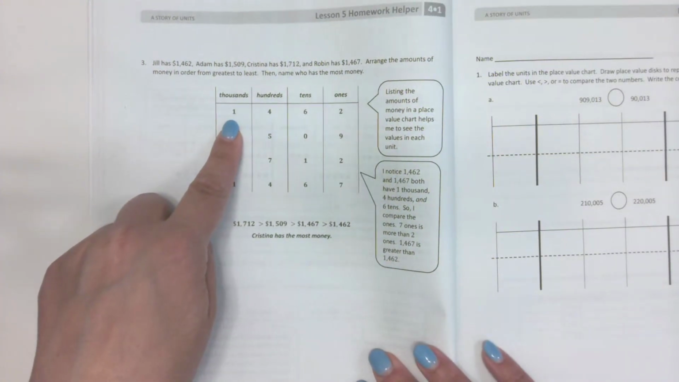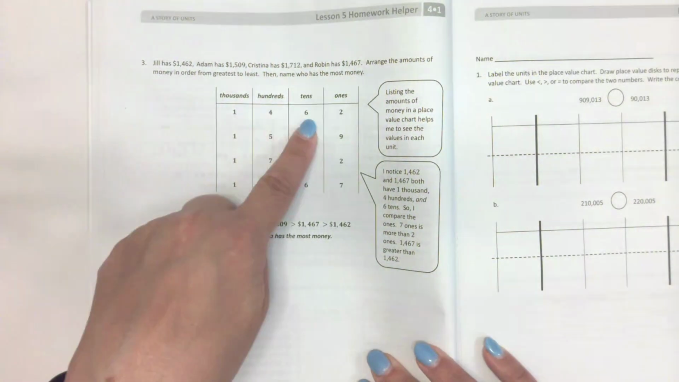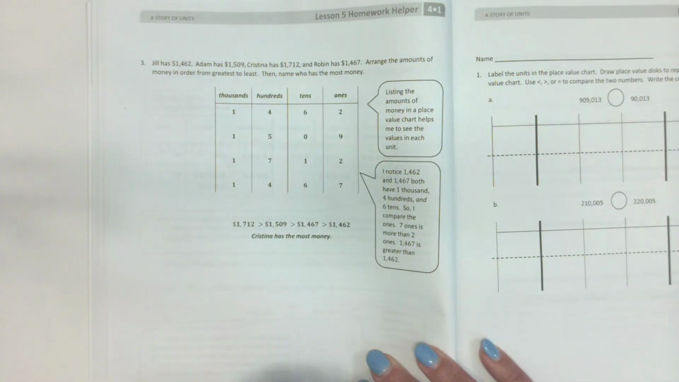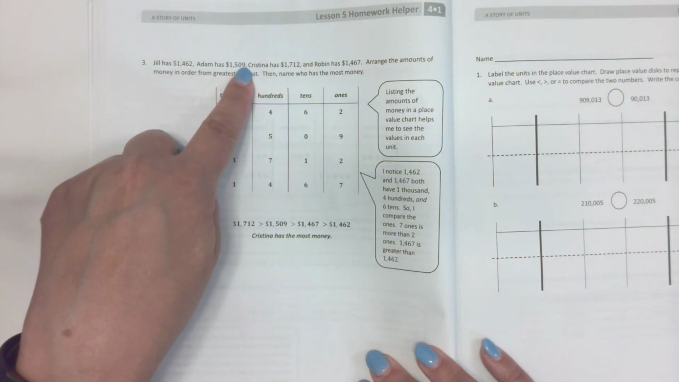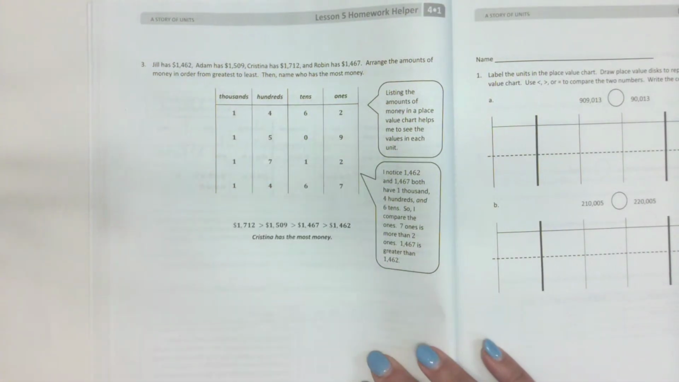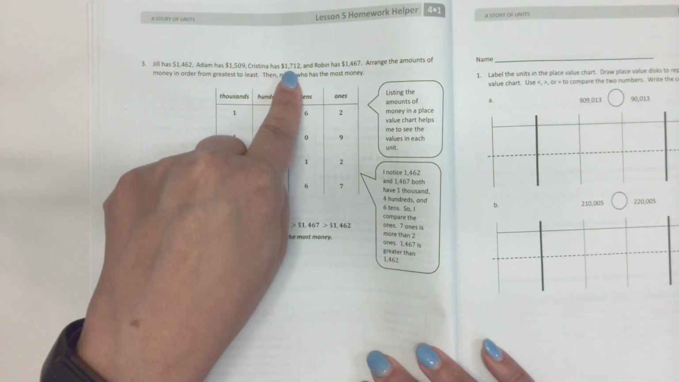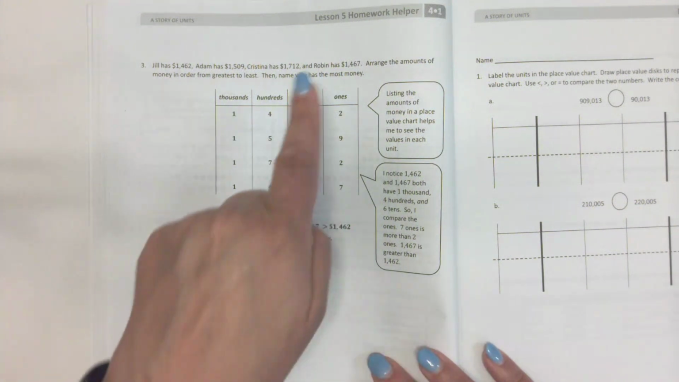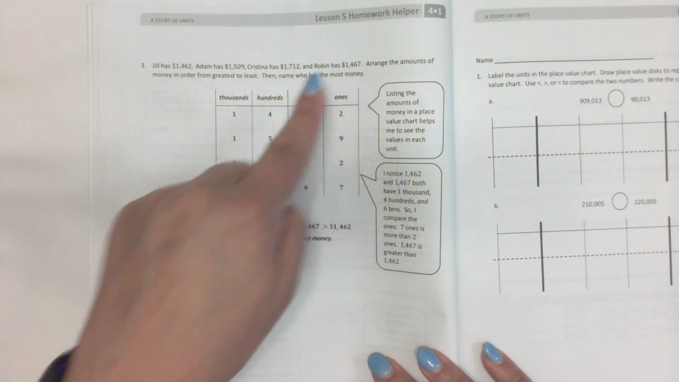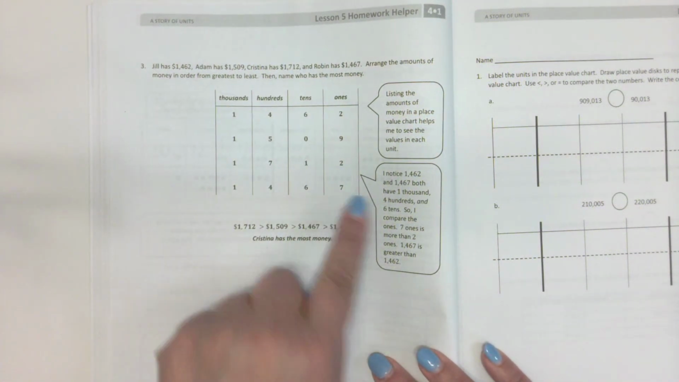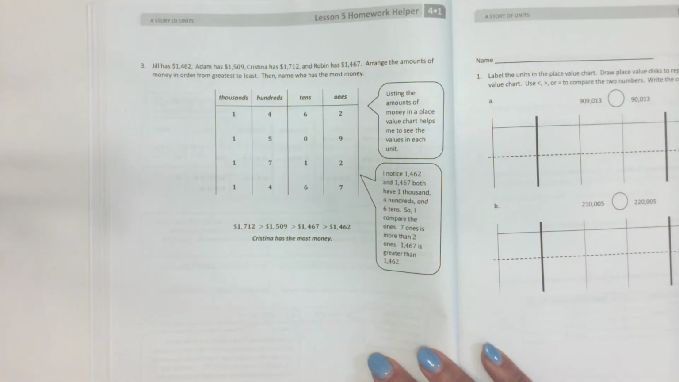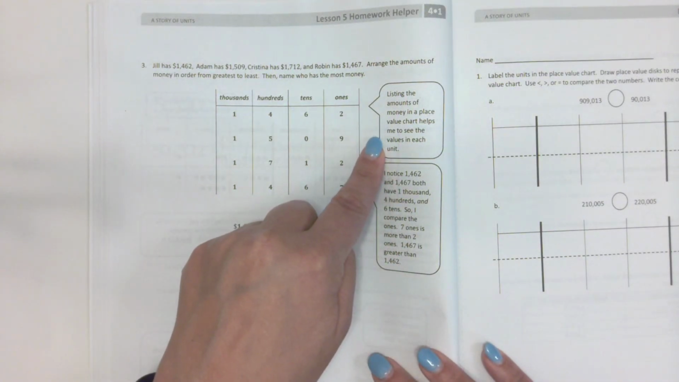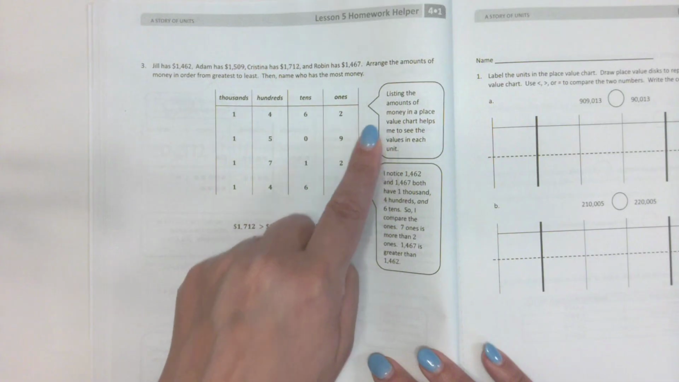So $1,462, they placed the digits in this place value chart. 1 in the thousands, 4 in the hundreds, 6 in the tens, 2 in the ones, right? Then 1,509, put the digits in the place value chart. Then 1,712, they put the digits in the place value chart. And then the last number, 1,467, here's the digits in the place value chart. Listing the amounts of money in a place value chart helps me to see the values in each unit.